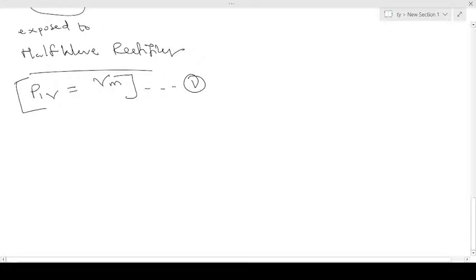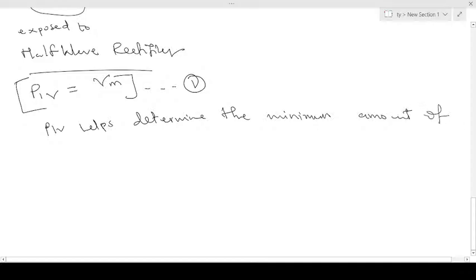Now, PIV is important because it helps us to determine the minimum allowable value of reverse voltage for any diode that we can use in the circuits. For our diode not to malfunction, we need to know that value, the minimum amount of reverse bias that we can allow for a diode used in the circuit. That value is simply the secondary voltage, or Vm. So that's what PIV helps us determine.